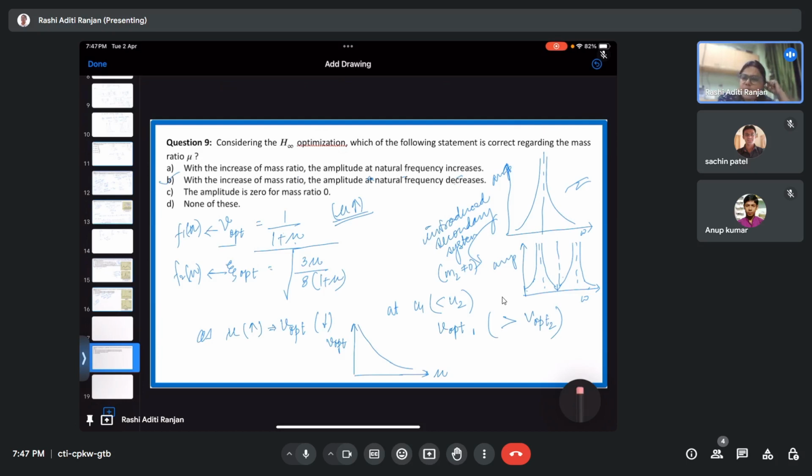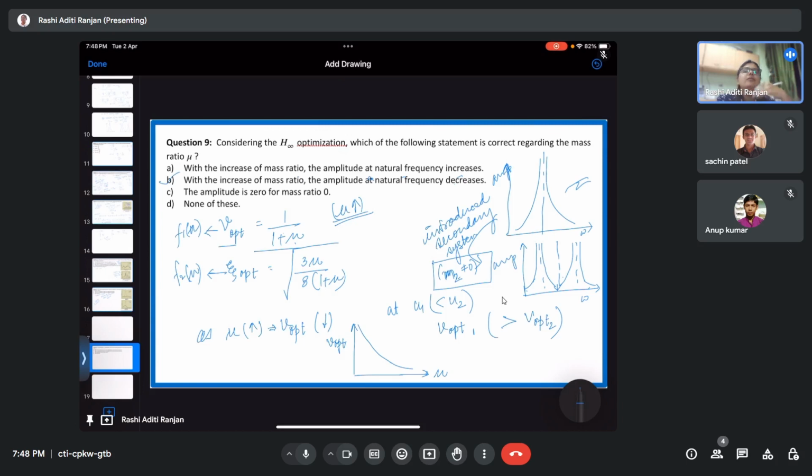Also, there is one option where the amplitude is 0 for mass ratio 0. So this is not correct. As I told you earlier, the first thing to keep in mind is that I have introduced a secondary system and my M2 is not equal to 0. My mass ratio can be 0 only if my M2 is 0. I cannot consider infinite M1. That is not possible. So my M2 is going to be 0.